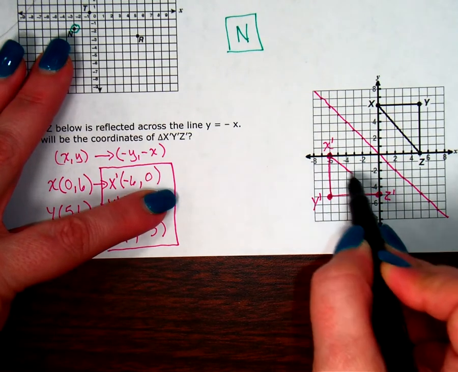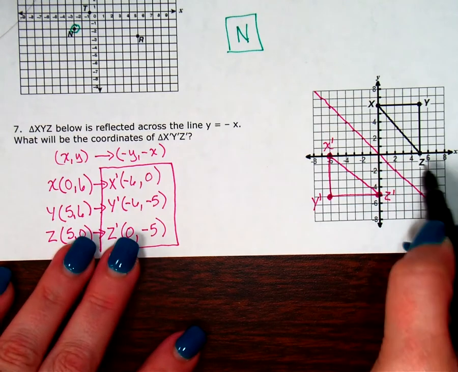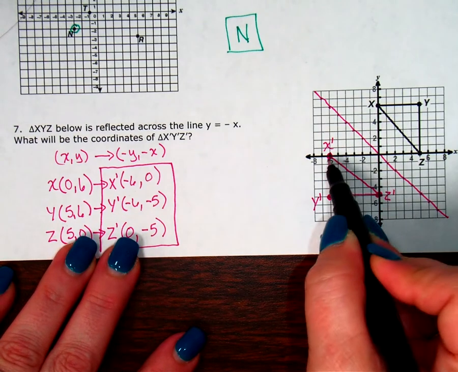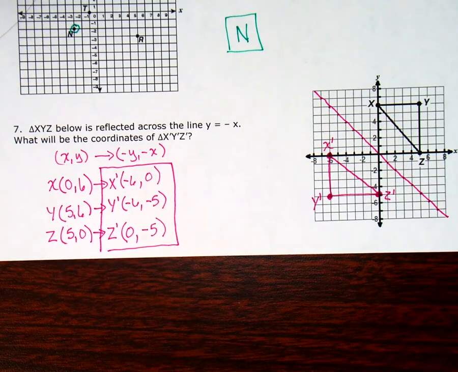And we can hopefully see that if we were to fold our paper in half along this diagonal line, these points Z and Z prime, X and X prime, Y and Y prime would land right on top of each other. Okay? In the next video, we will look at page 3 of the Unit 8 review.